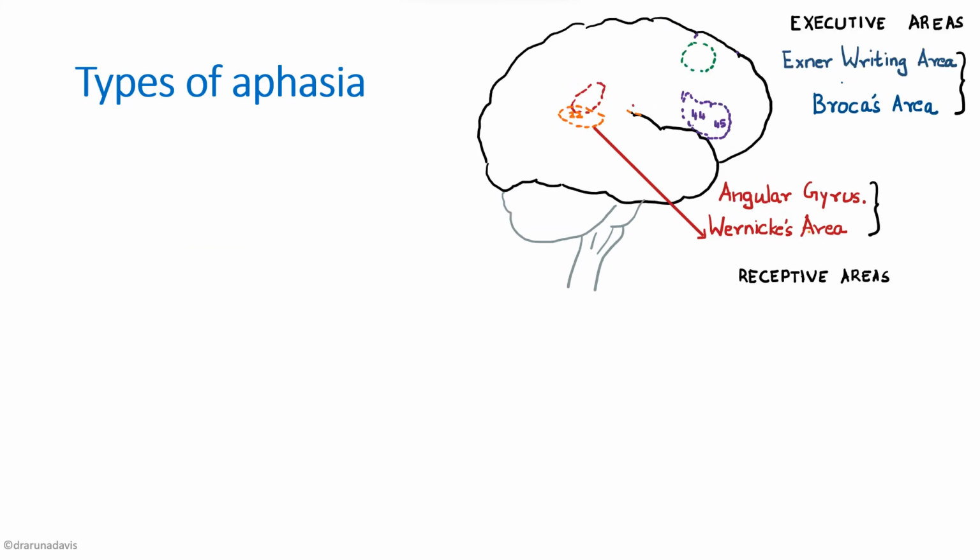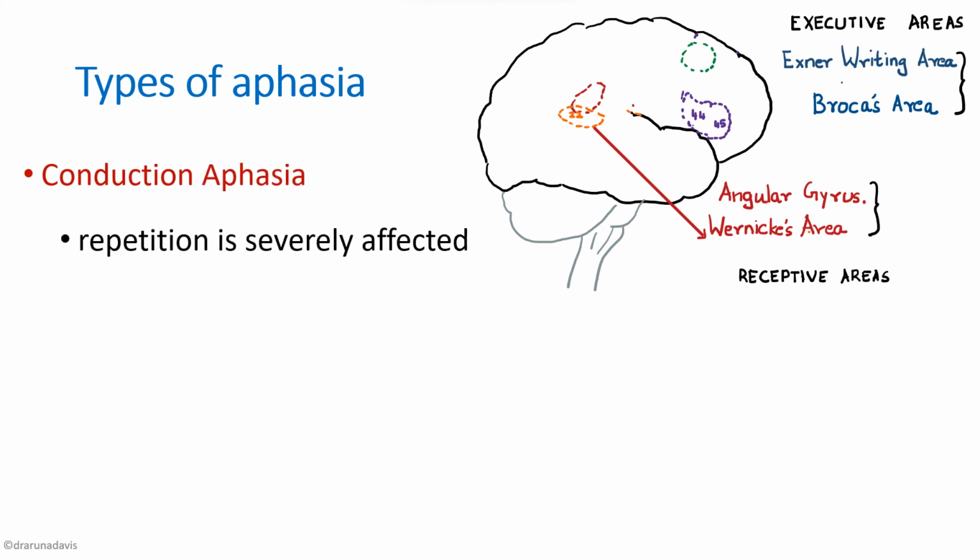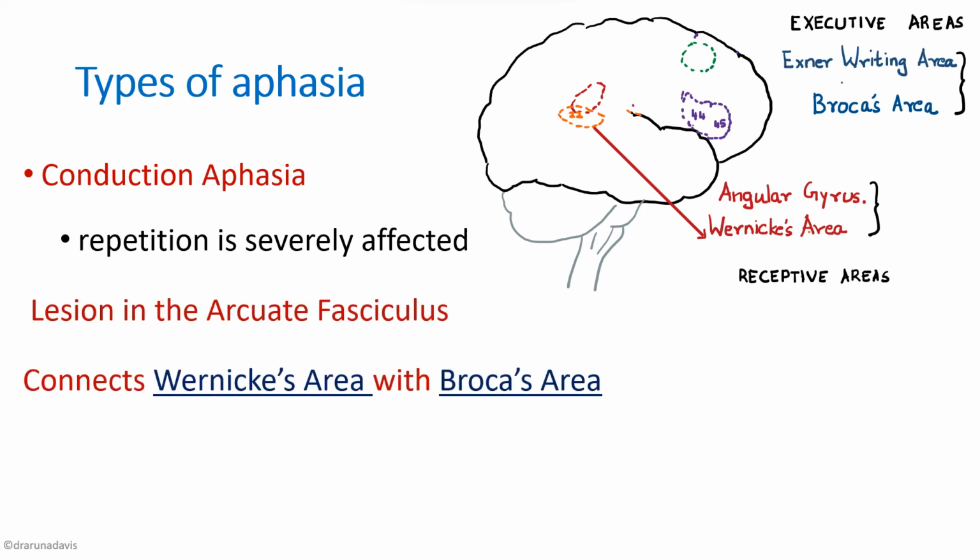So the next type of aphasia is conduction aphasia. In conduction aphasia, repetition is severely affected, and this is because there is a lesion in the arcuate fasciculus. So what is the arcuate fasciculus? It is the band which connects the Wernicke's to the Broca's area. So after information is comprehended in the Wernicke's area, it has to be sent to the Broca's area for proper output. Here, when this arcuate fasciculus is affected, you will have what is known as conduction aphasia, wherein repetition will be severely affected.